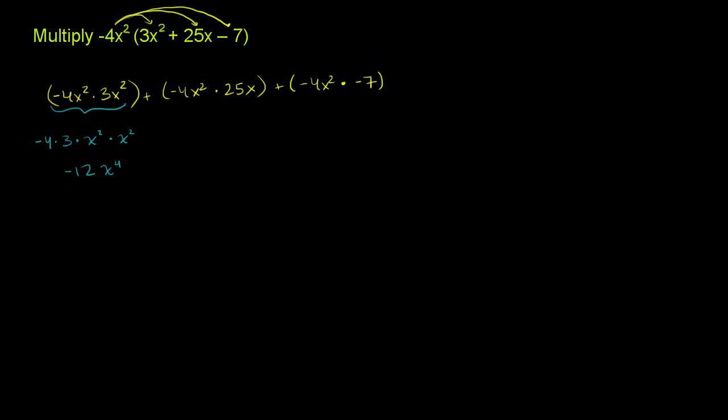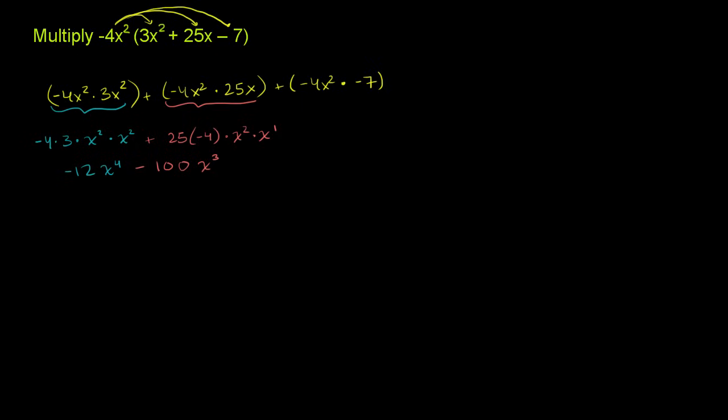Now let's think about this term over here. This is the same thing as, and of course we have this plus out here, 25 times negative 4 times x squared times x. So let's just multiply the numbers out here. These were the coefficients. 25 times negative 4 is negative 100. So it'll be plus negative 100, or we could just say it's minus 100. And then we have x squared times x, or x squared times x to the first power. Same base, we can add the exponents. 2 plus 1 is 3. So this is negative 100x to the third power.